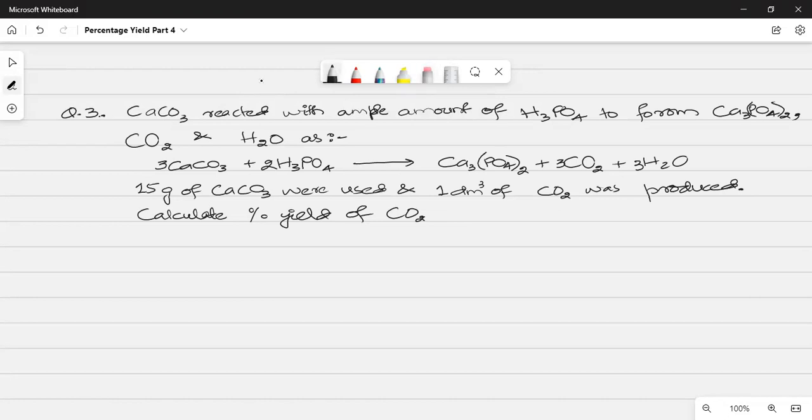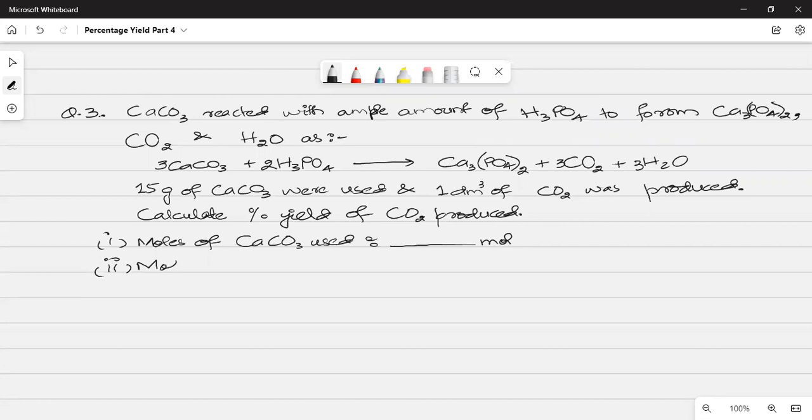to calculate percentage yield of CO2 produced. Okay. So the parts to the question are: 1, moles of CaCO3 used. That would be in mole. Part 2 would be moles of CO2 or carbon dioxide produced. And that would again be in mole.